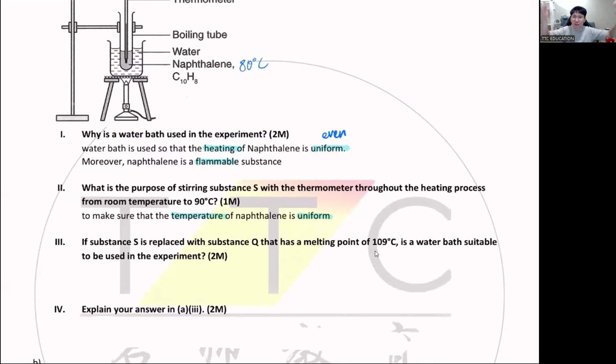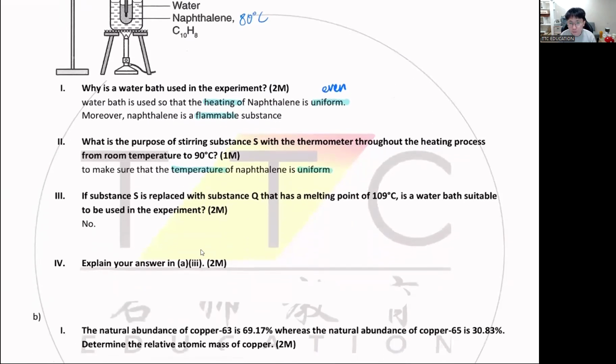It boils. It flies away. Correct or not? So if it flies away, can it reach 109? The answer is no. So you have to say that the melting point of Q is higher than the boiling point of water. Okay, so the first thing we say is no. They ask you, is it suitable, then they ask you to explain.